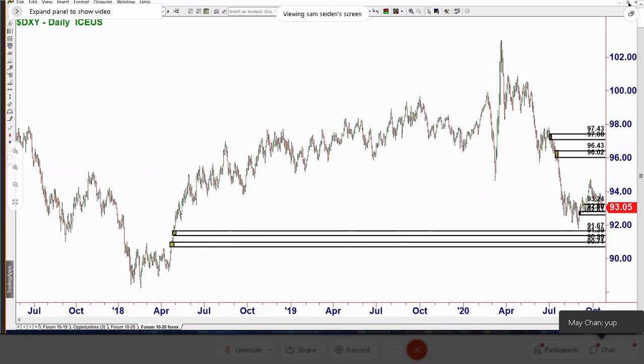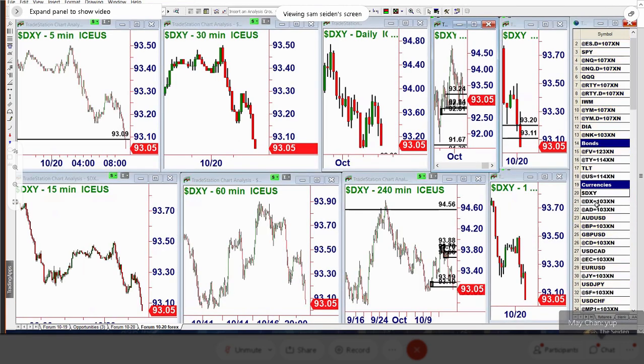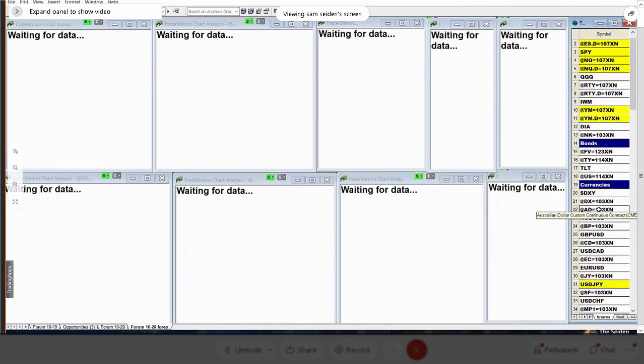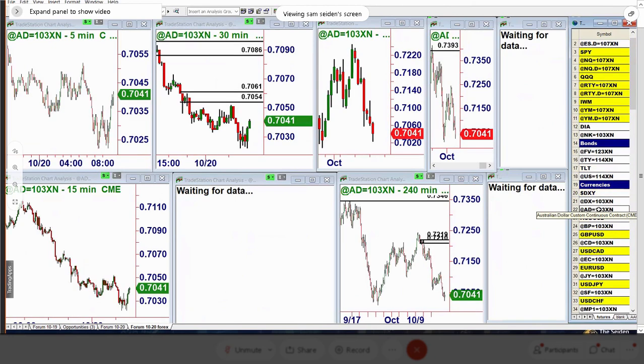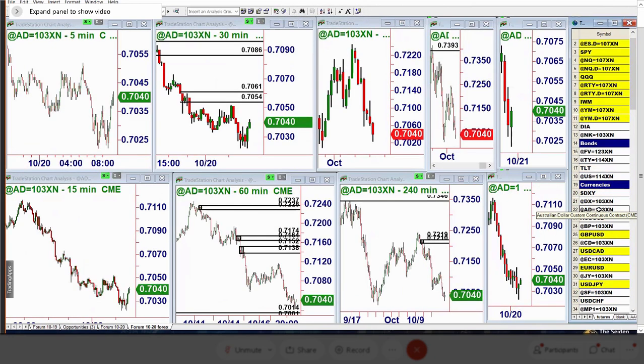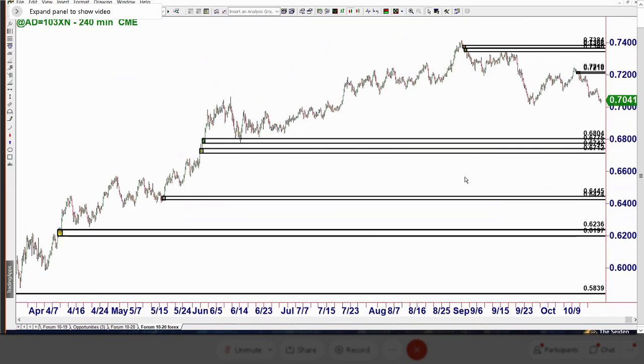Having said that, let's go through a mix of Forex futures markets and spot Forex markets. Why don't we start with the Aussie dollar? Let's go to the 4-hour chart. Actually, we don't need to start with the 4-hour. Oh yeah, let's do that.